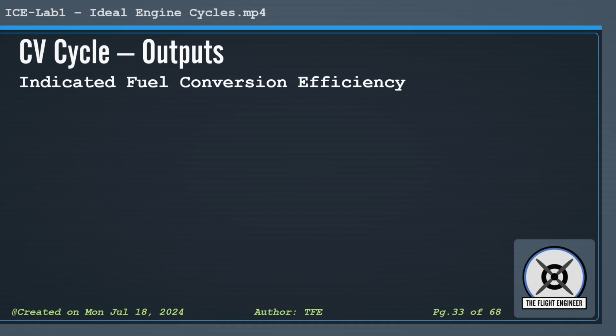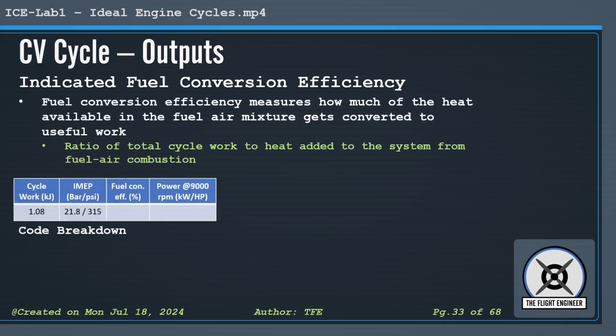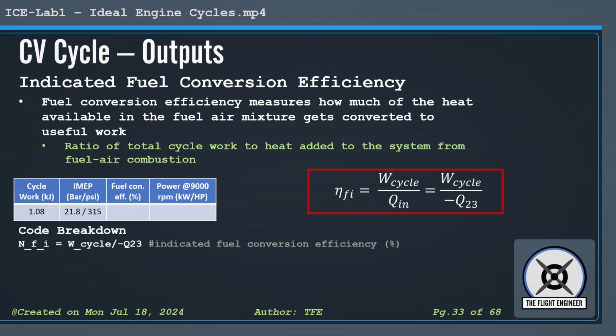Efficiency is kind of a dirty word in engine analysis because it doesn't describe what kind of efficiency we're talking about, and there are many of them. In this case, we just want to know fuel conversion efficiency. Of the heat energy stored in our liquid fuel, how much was released during combustion and actually went to doing useful work? This is a complicated question, but within our ideal analysis, it's rather simple. It's just the cycle work divided by the heat added during the combustion process, or simply cycle work divided by Q23.